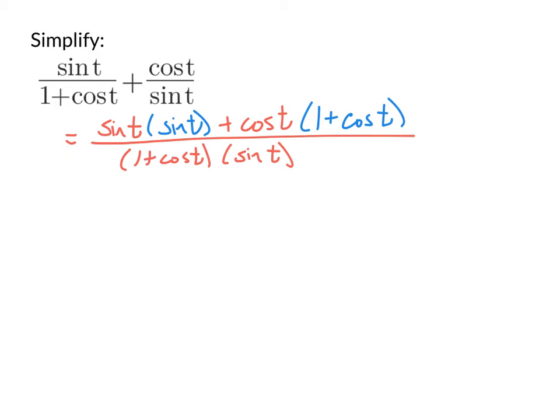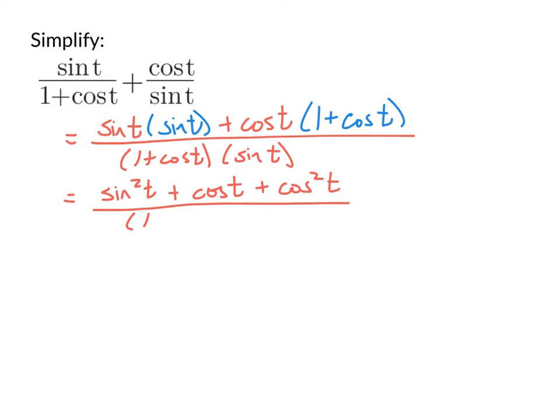Now we would do the algebra of multiplying this out. Sine times sine is sine squared, and we would distribute the cosine. Cosine times 1 is cosine of t, and cosine times cosine is cosine squared of t. Now I'm not going to multiply this out because I know where it's going.